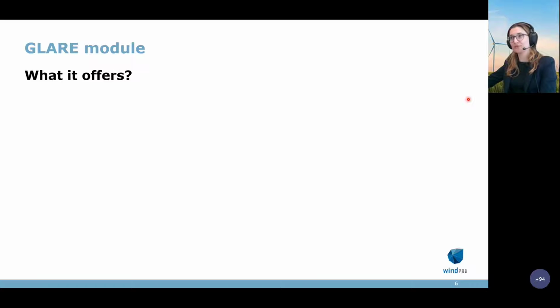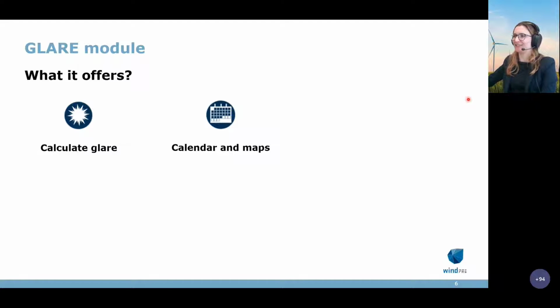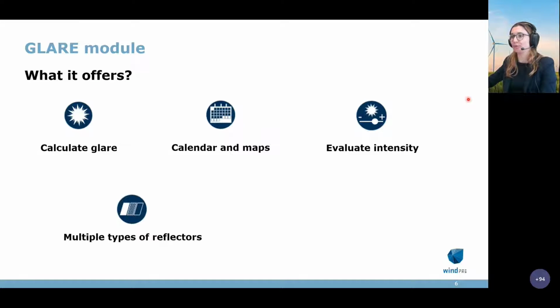A little bit more in detail what the module offers. Of course, we calculate glare. For that, we include calendar and maps. You can see exactly the time when the glare is visible, which PV panels are causing glare, and the exact placement of the receptors, PV panels, and so on. We evaluate intensity as the reflected irradiance from the PV panels, and we can do it for multiple types of reflectors. We offer a built-in characteristic of different coatings of the PV panels. You can also specify a constant user-defined value for reflectivity of the PV panels.